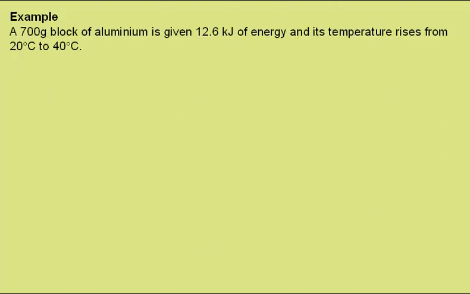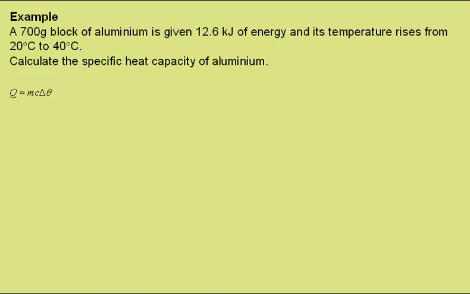Let's look at an example. A 700 gram block of aluminium is given 12.6 kilojoules of energy, and its temperature rises from 20 degrees C to 40 degrees C. Calculate the specific heat capacity of aluminium.